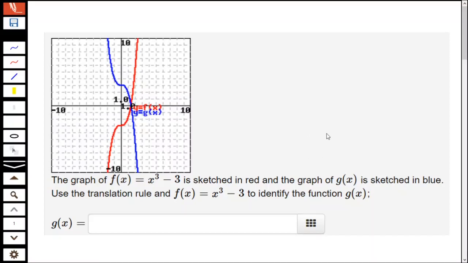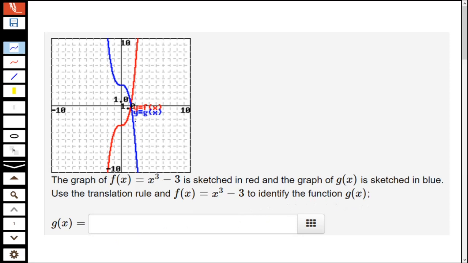Here are 2 of the Webwork problems that are in your homework that I'm asking you to do today. And this here is my first problem. We're given f of x equals x cubed minus 3, sketched in red, and the graph of g of x, which is sketched in blue, is above, right? And we're going to use a translation rule to identify what g of x is.